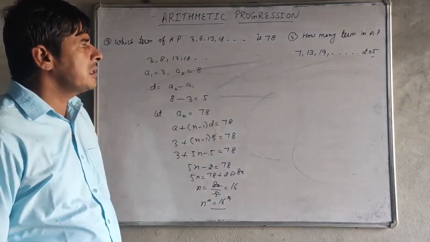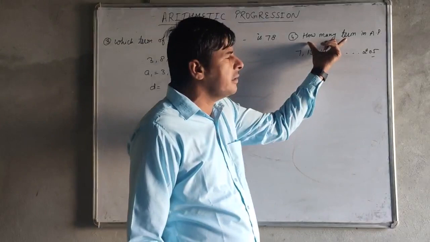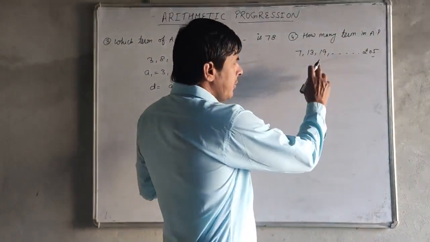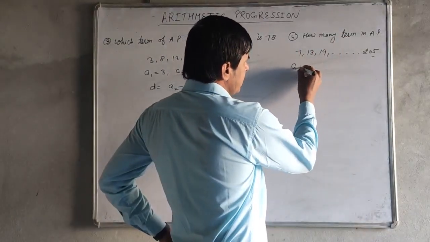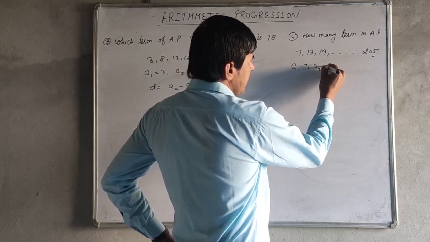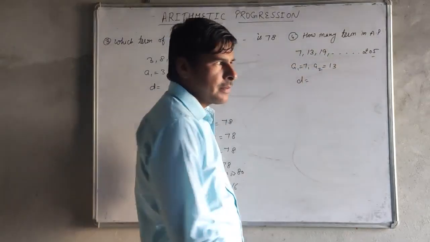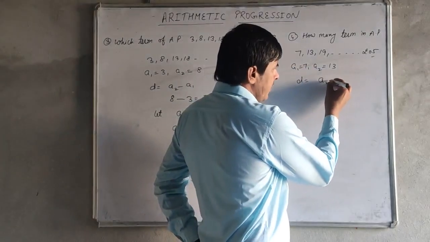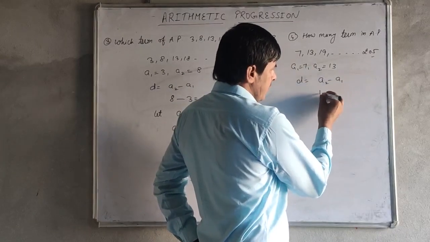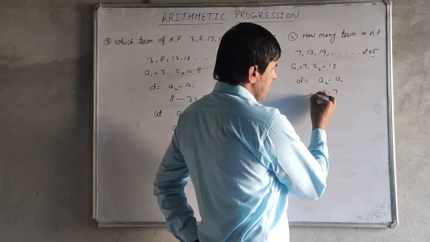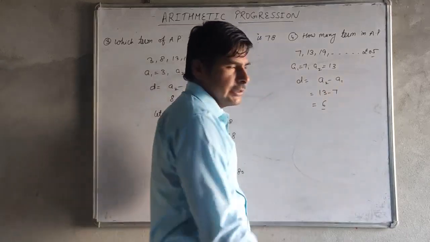So this term is also the same. How many terms? We have already been given the AP. First term is 7. Second term is 13. We find d. How to find d? You already know: a2 minus a1. 13 minus 7, it is given 6.